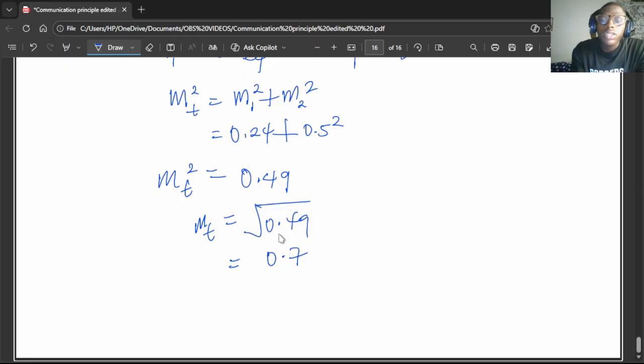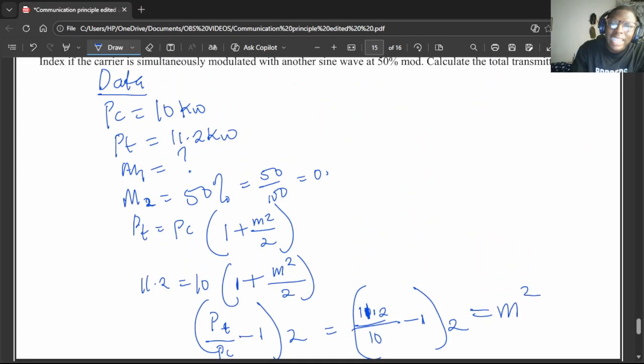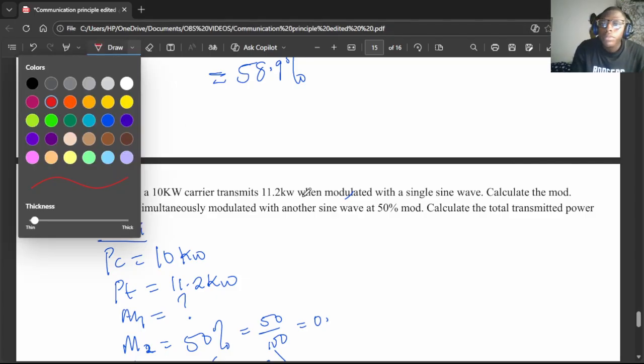So what do you do? Since you've gotten your modulating index to be 0.7, look at your question given. You now ask another question. After getting your modulation index, there was another question added there. They now said calculate for the total transmitted power. So here, they now said use this new modulating index, which is your total modulating index, to calculate your total transmitted power. So in essence, let's change the marker so we'll not get confused and take it step by step.